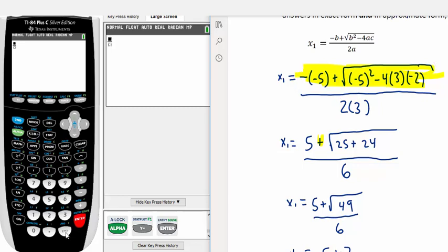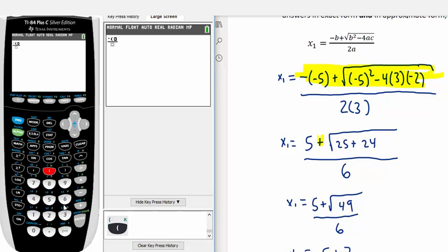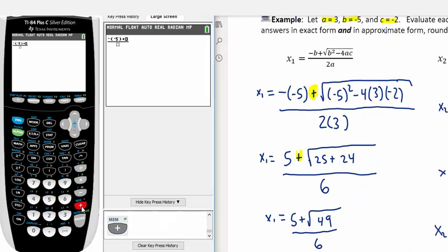So I'm going to type in negative, parentheses, -5, plus, and the square root can be found by hitting second and then the x squared key. You still have to put the -5 in parentheses. Press the squared key. Subtract. Make sure you use the subtract key instead of the negative key.